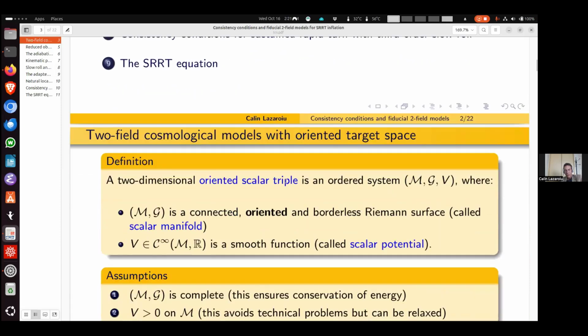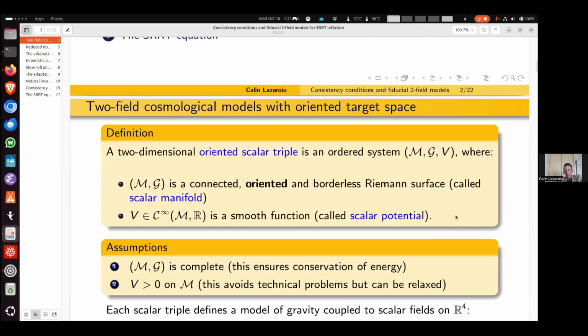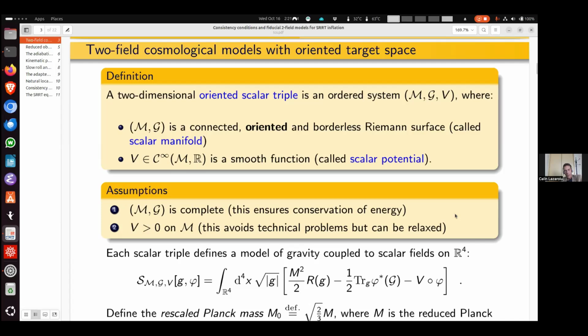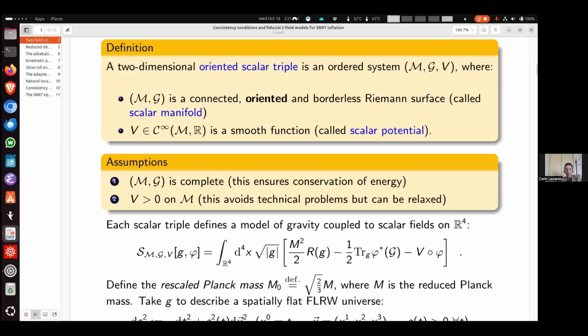Good. So what are these two-field cosmological models with oriented target space? So we impose orientability. It can be easily relaxed, but it just makes things a bit more complicated, and I don't want to do this here. So by definition, a two-dimensional oriented scalar triple is an ordered system (M, G, V), where M together with G form a connected, oriented, and borderless Riemann surface, which is called the scalar manifold, and V is a smooth real-valued function called the scalar potential defined on the manifold M.